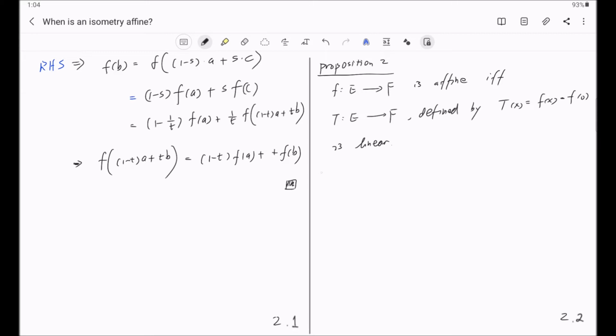And now let's prove this. Although this statement may look very intuitive for you, the forward direction may be a little bit tricky. So let's first prove the backward direction.